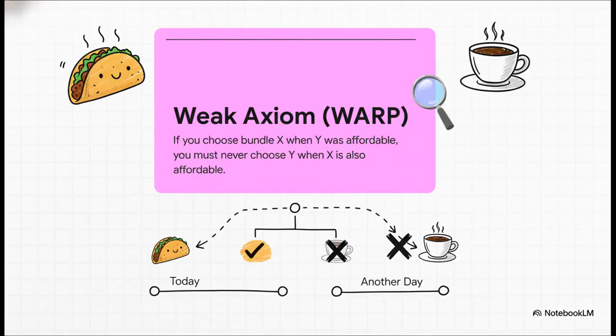This leads to a consistency check with a wild name, the weak axiom of revealed preference, or WARP. It sounds way more complex than it is. It just says your choices shouldn't contradict themselves. For instance, if you pick tacos over coffee when you could have had either, you've revealed your preference. So we should never see you pick coffee on another day when those same tacos were also an option. Your choices have to be consistent.